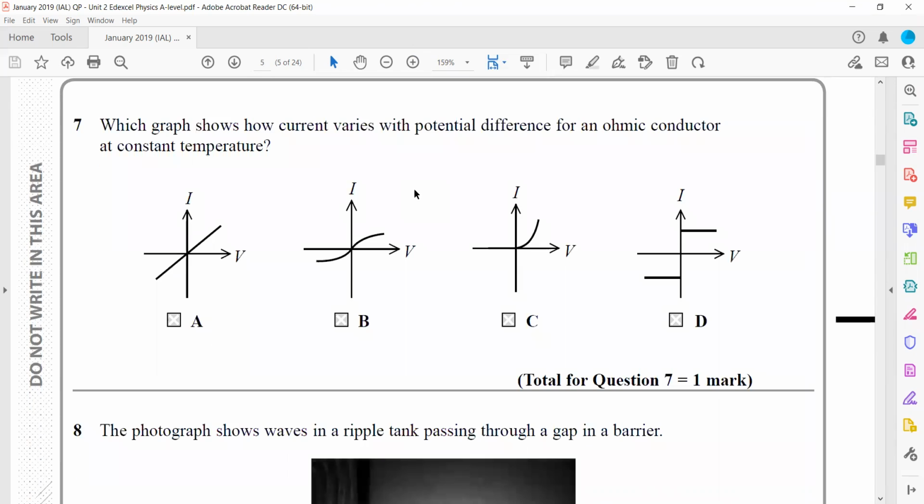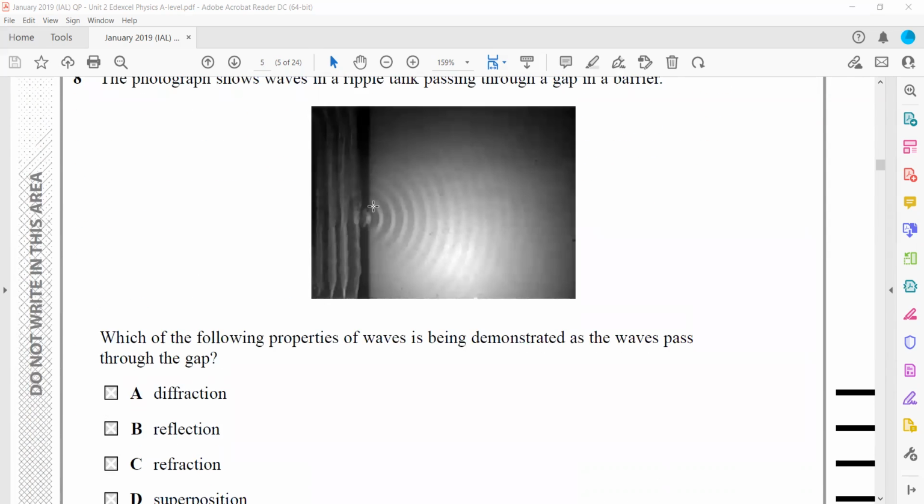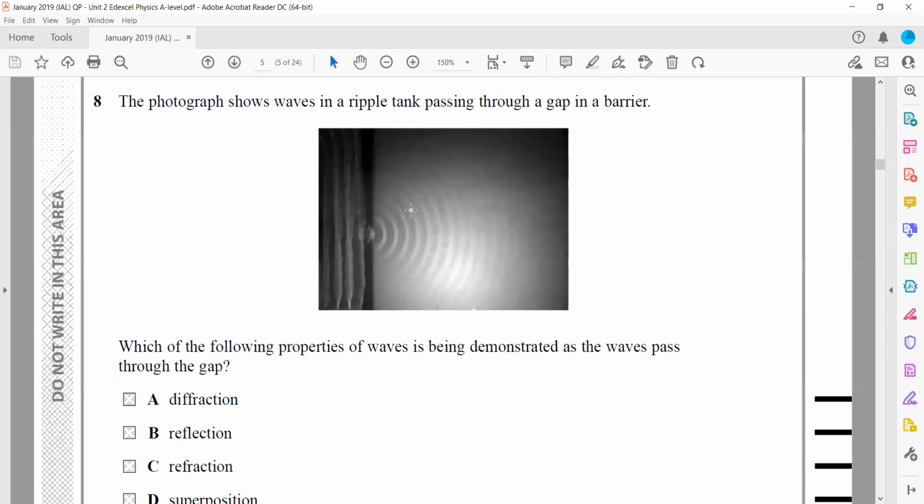Which graph shows the current with the potential for an ohmic conductor at constant temperature? An ohmic conductor means it obeys Ohm's law. If it obeys Ohm's law, the ratio between voltage and current should be constant. So A is the right answer. Thermistor, filament, LDR, these are non-ohmic components which do not follow Ohm's law.